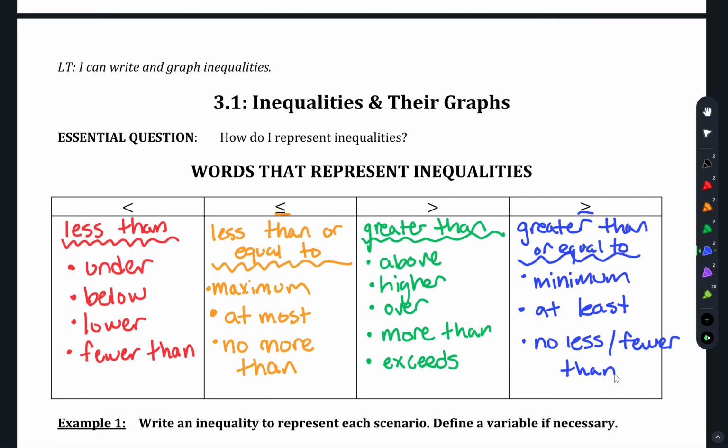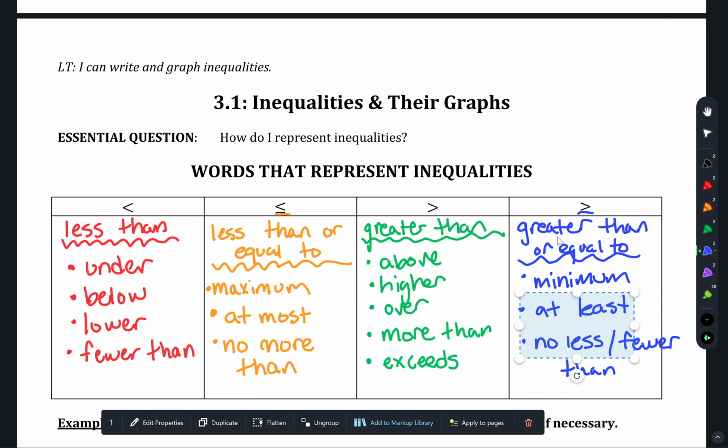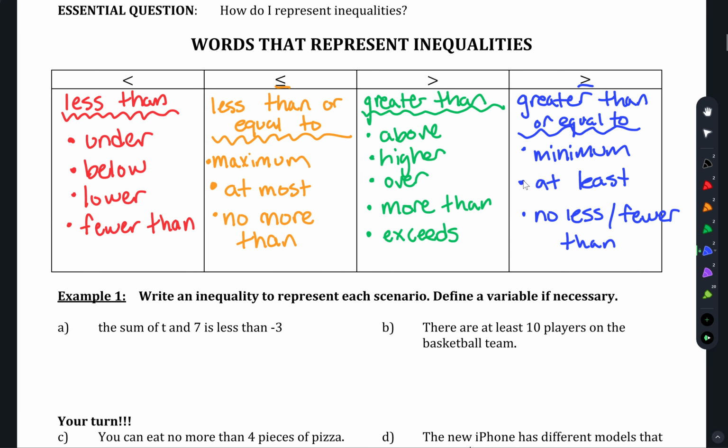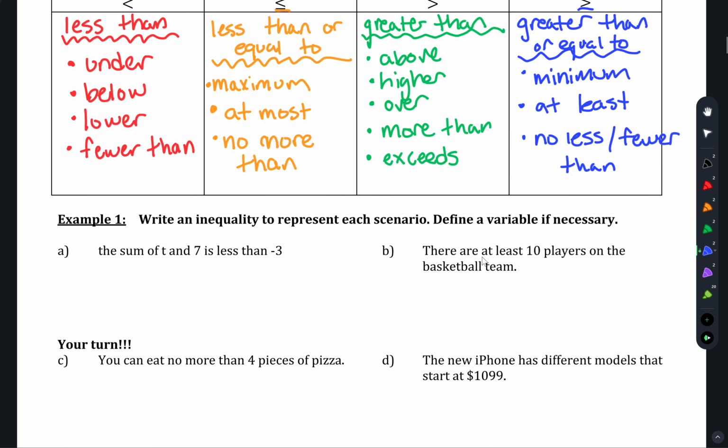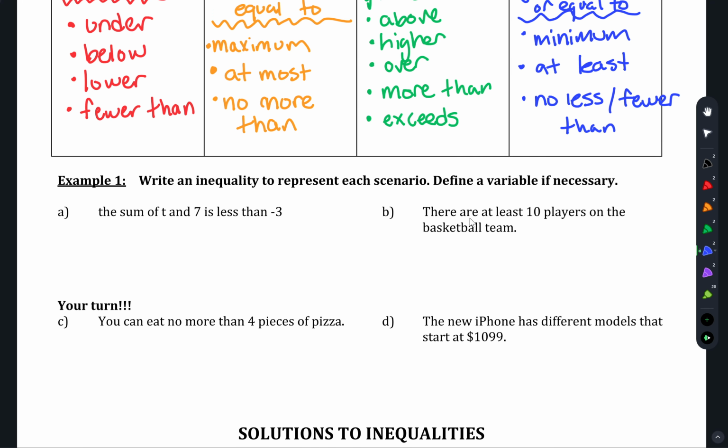So we're going to see these words a lot as we continue on with our problems here. We're going to be looking at word phrases and writing our own inequalities for them. If we do not already have a variable, we're going to go ahead and define that variable first.